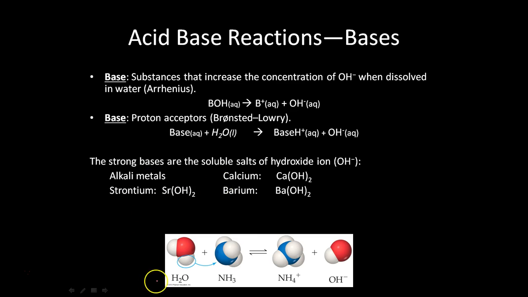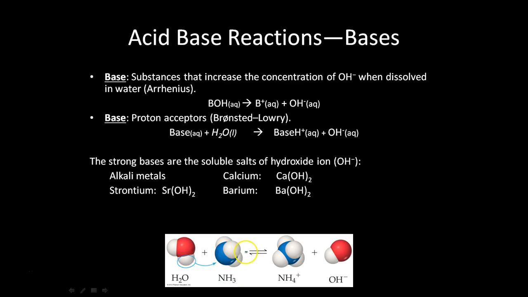And down here we have a little depiction of what's going on. This one is an example of a Bronsted-Lowry base that is not an Arrhenius base. Notice the base here is actually the ammonia. So ammonia here doesn't have any OH groups. It doesn't have this group at all anywhere in here. But ammonia is considered a Bronsted-Lowry base.